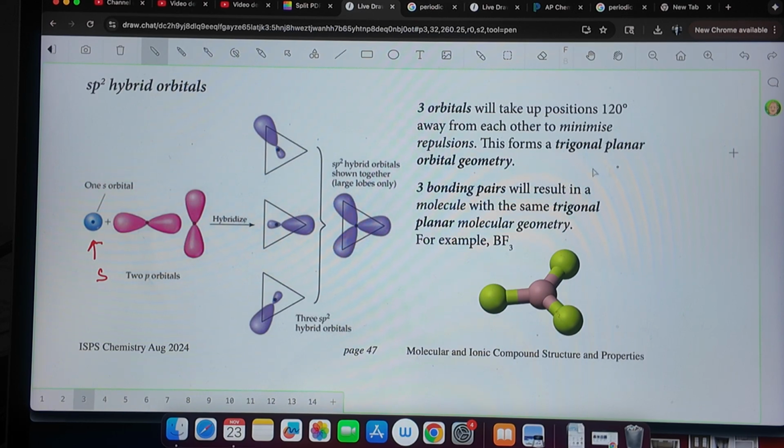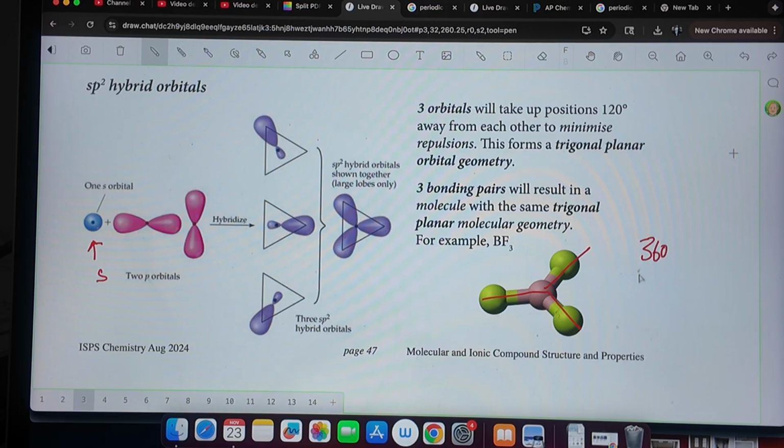This forms a trigonal planar shape. So this is what they're talking about, trigonal planar. And you can look at it like a pie, right? If you cut it into three pieces, it's a total of 360, divided by 3, they're all equal.